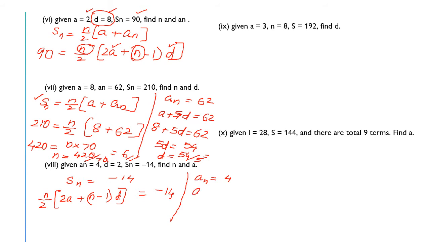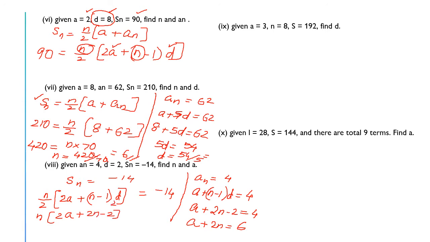Okay. So what do you get? A plus n minus 1 into d is equal to 4. D is given as 2. So what do you get here? A plus 2n minus 2 is equal to 4, or a plus 2n is equal to 6. From the other case, 2 if we take to the other side, we'll get n into 2a plus n minus 1 into d, that means d is 2. So what do you get? 2n minus 2 is equal to minus 28.